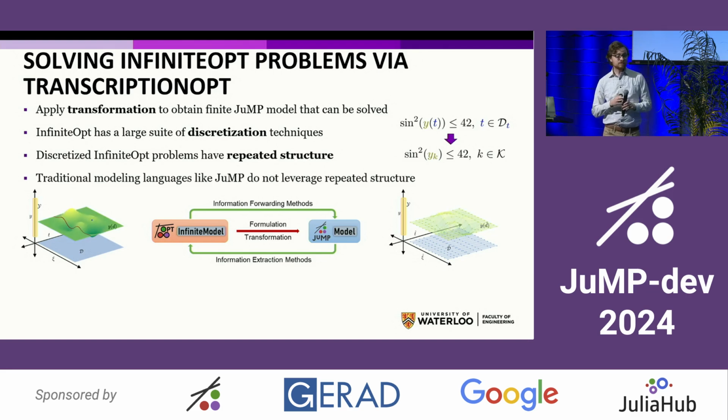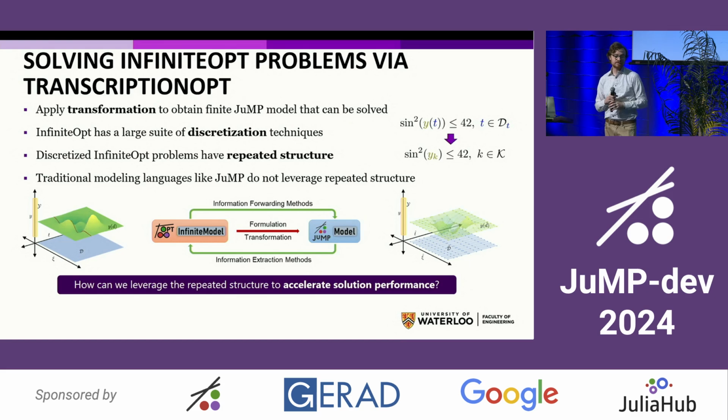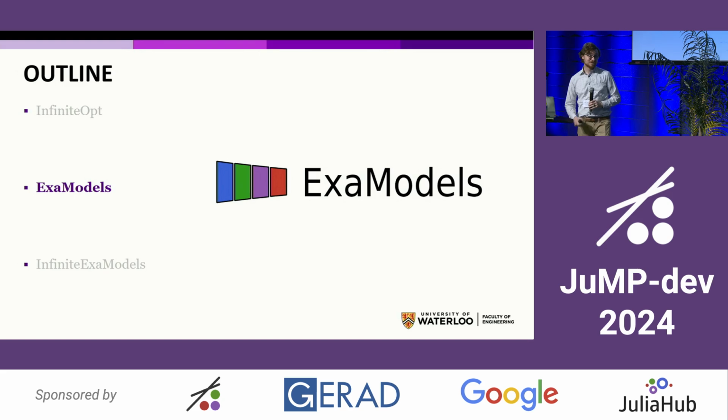The thing is, traditional modeling languages like JuMP, Pyomo, and others don't directly capture this, right? They'll just enumerate all the different constraints you're going to have, and then do the sparse automatic differentiation and build up your AD routines to call into the solver, and we don't necessarily exploit that repeated structure. So the question we had is, given that InfiniteOpt has this structure, can we leverage that structure to accelerate the way we're solving these problems? Okay, so transitioning, we're going to talk about a framework that will ultimately make the answer to that question yes.